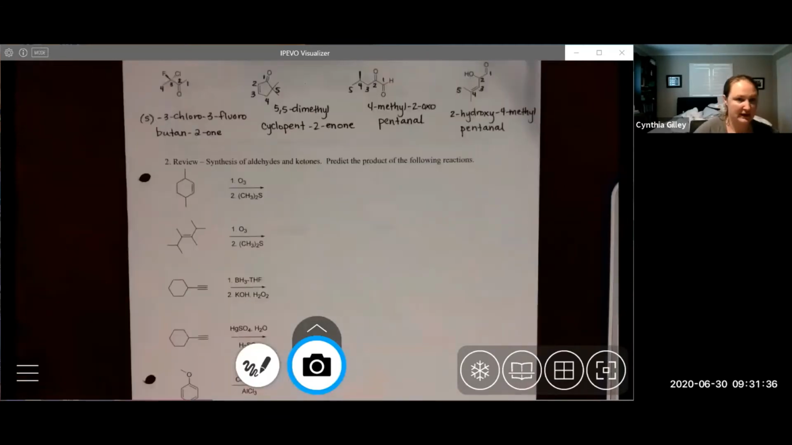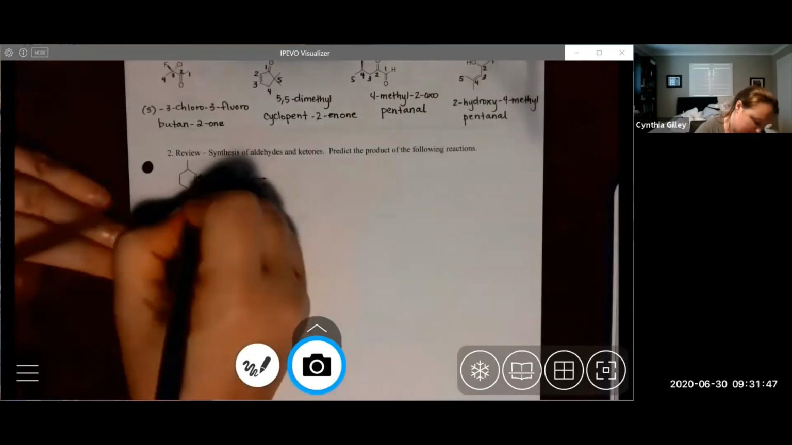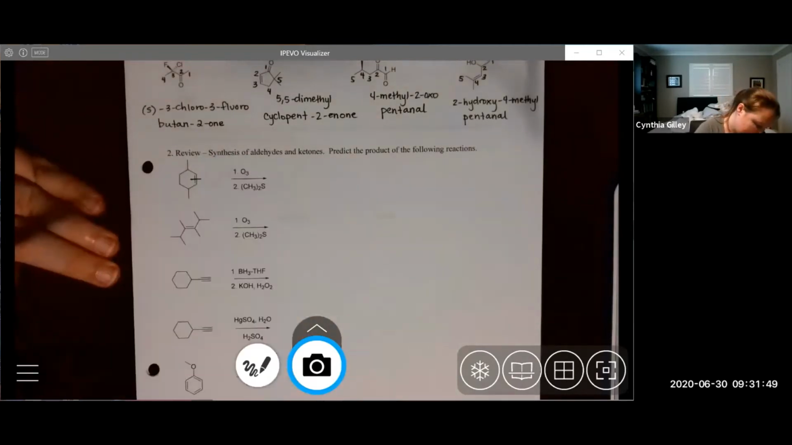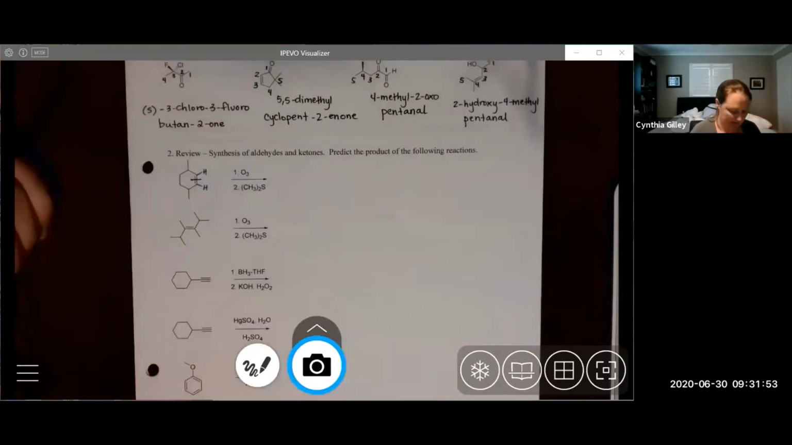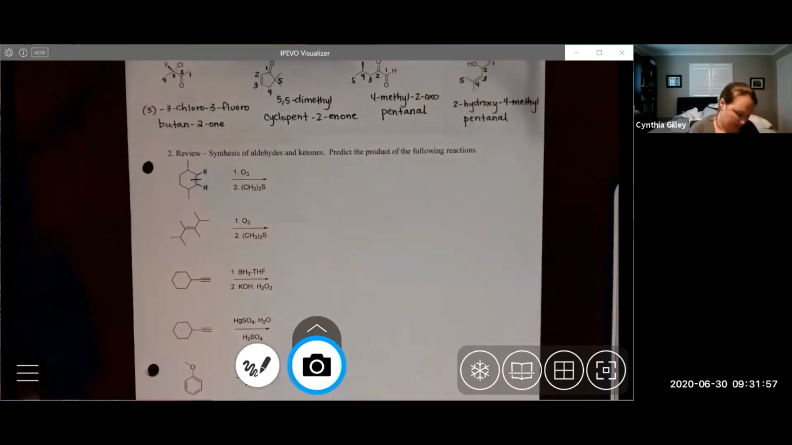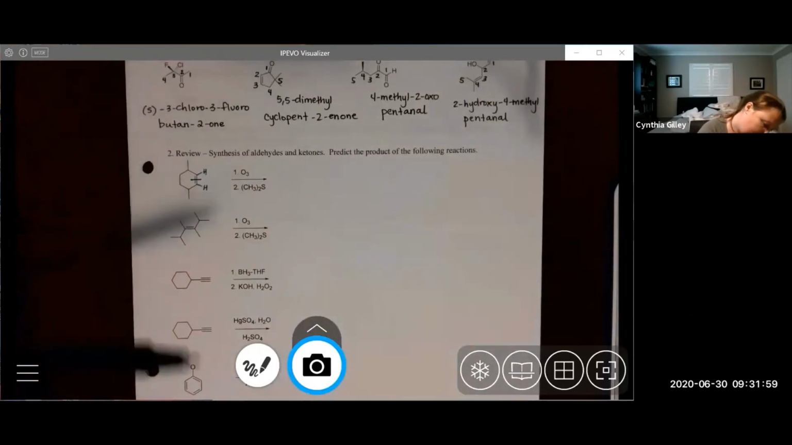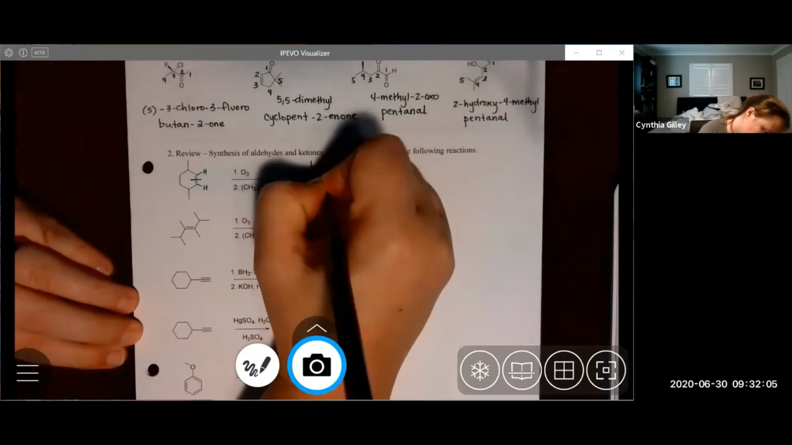Synthesis of aldehydes and ketones. So first, we're looking at ozonolysis. And if we do ozonolysis, we cleave this carbon-carbon double bond. And because there's hydrogens here, we end up with an aldehyde. Right, so we can kind of keep it looking like it is and flip the aldehydes out.